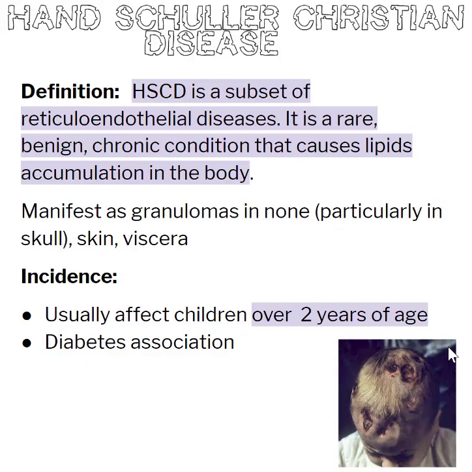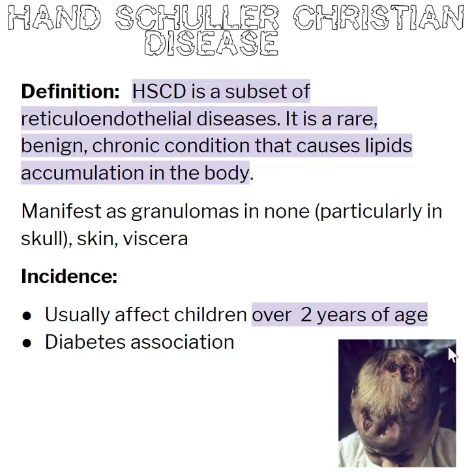Hand-Schüller-Christian disease then is another subset of reticuloendothelial diseases. It is also rare, but this one is benign, and it's a chronic condition that causes fats to accumulate in different spots of the body. Now, this is going to manifest differently than what we talked about with Niemann-Pick disease. Again, this one is not fatal, and it typically affects children over the age of 2, where Niemann-Pick disease was children under the age of 1, typically female infants.